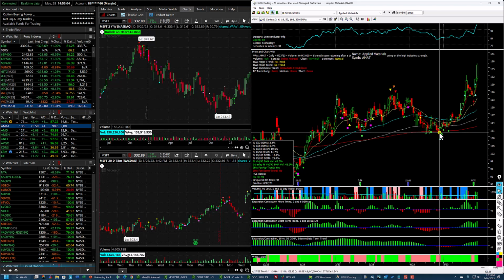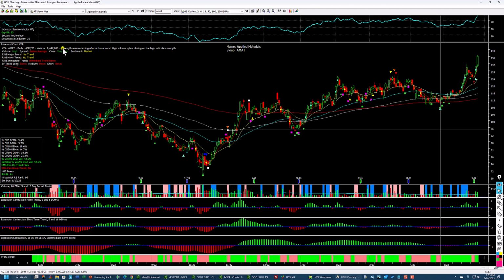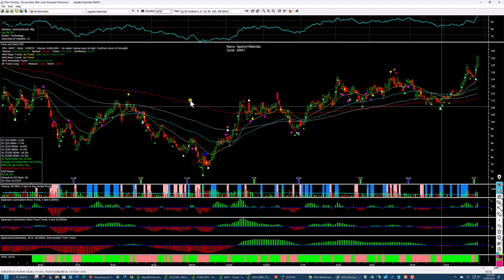This is where it's finding support right in here. That's 426 on that day. And there were 2 VPA flags on that day. Let's make this full so you can read all this. Strength seen returning after a downtrend. High volume up bar closing on the high indicates strength right here. And then there was a confirmation of that strength the next day. An up bar closing near its high confirms the return of strength.